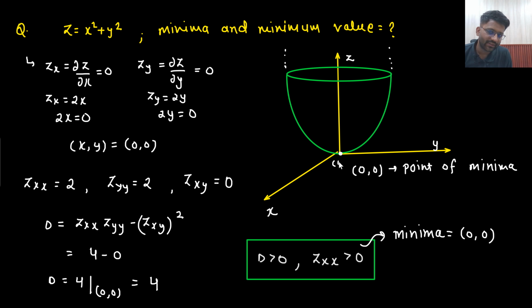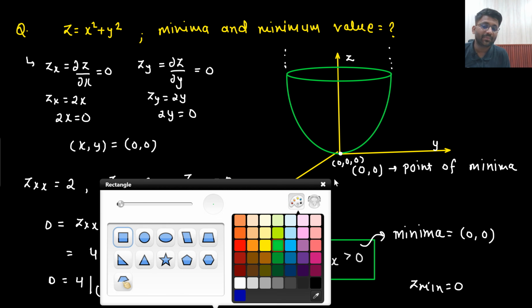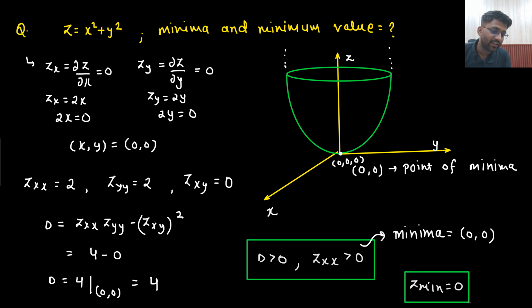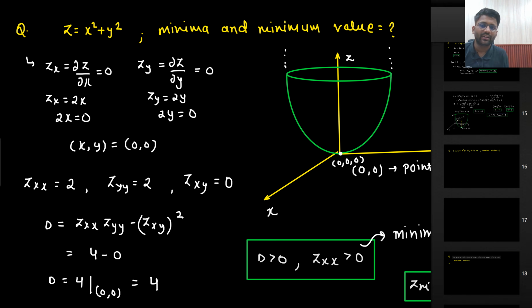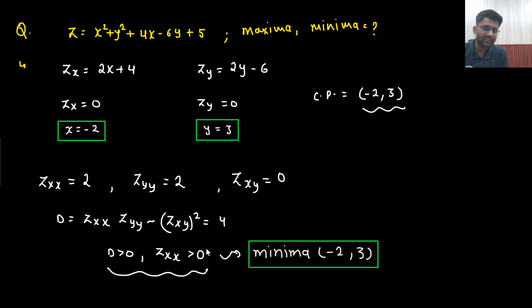It will occur at x equals to 0, y equals to 0 and z equals to 0 as well, because if you put 0 comma 0 here, the value of z will also be 0. So the minimum value of z will be 0 only. So in most scenarios, this is a GATE PYQ only.